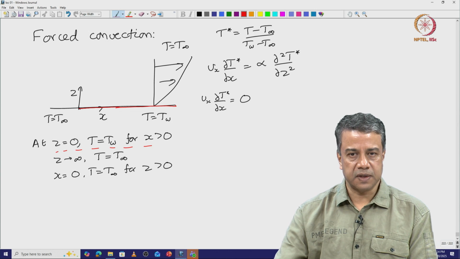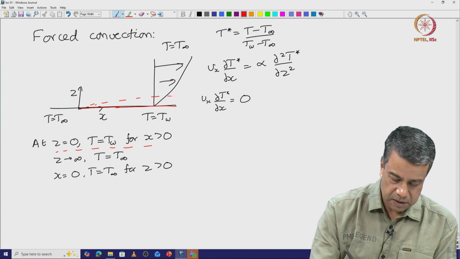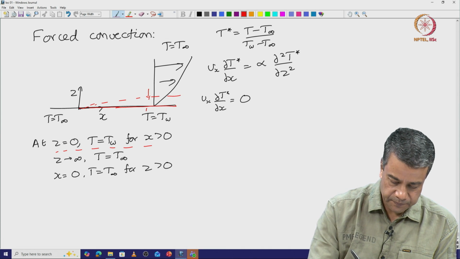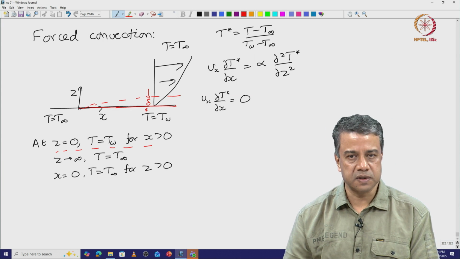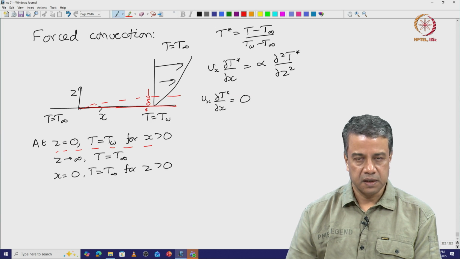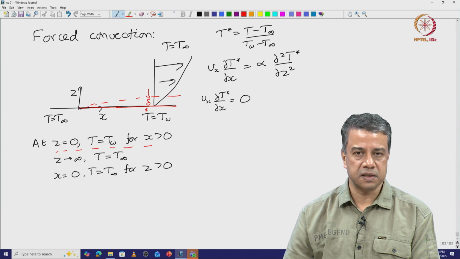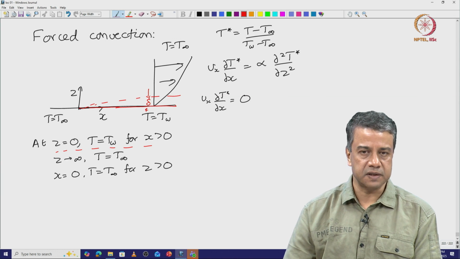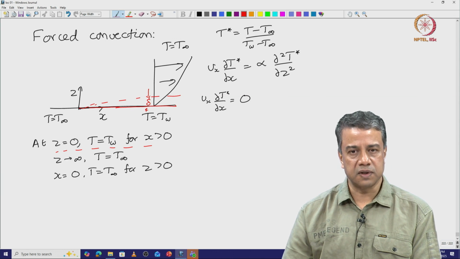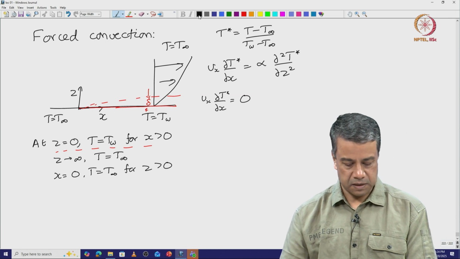For that reason, we said that we have to postulate that there is a thin region of thickness delta within which there is a temperature disturbance due to the heating from the wall. As the fluid goes downstream, any heat that is generated at the surface, that is transported perpendicular to the surface, is swept downstream due to the rapid convection, and therefore, the effect of heating is restricted to a thin region near the surface. So, that is the rationale.